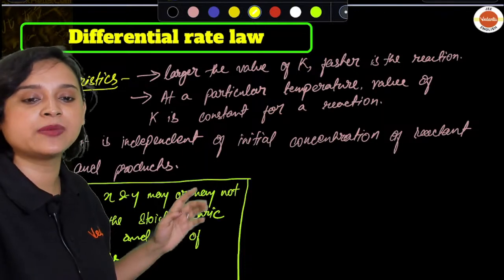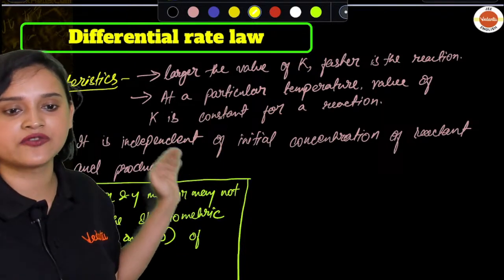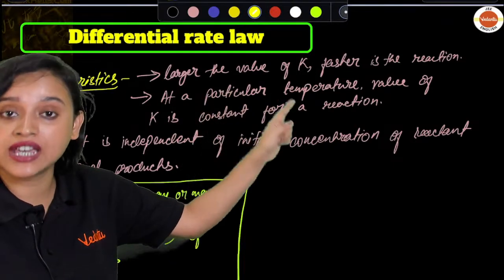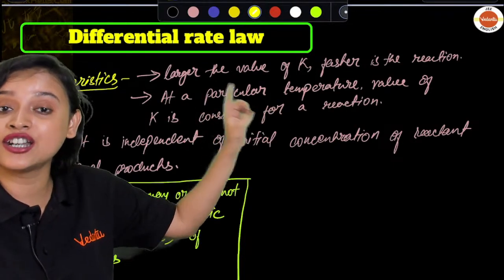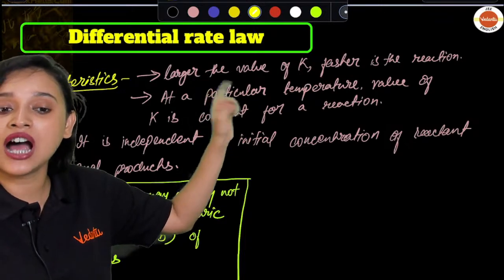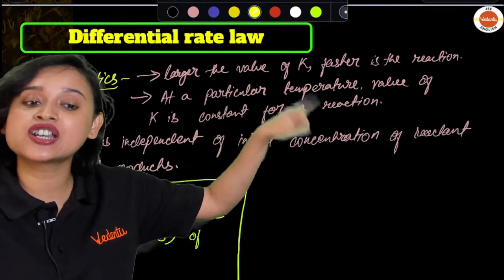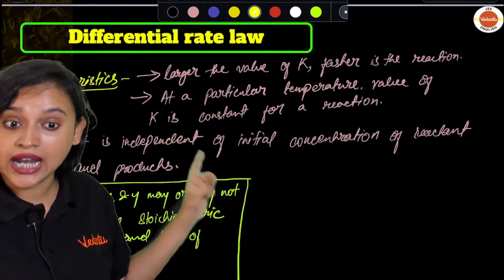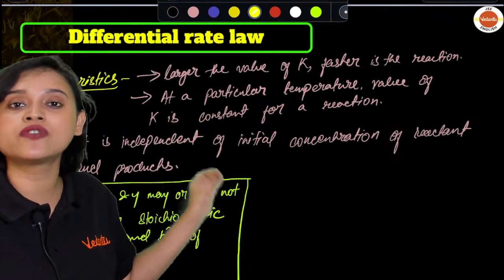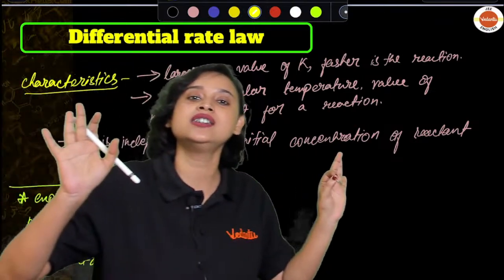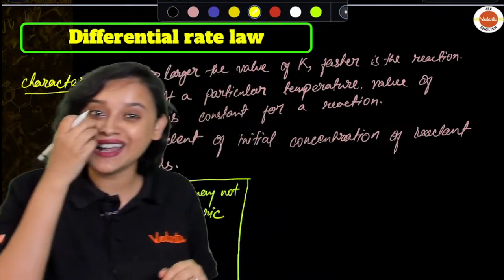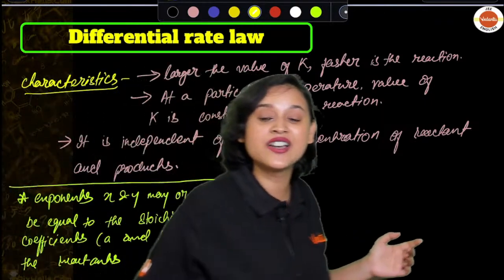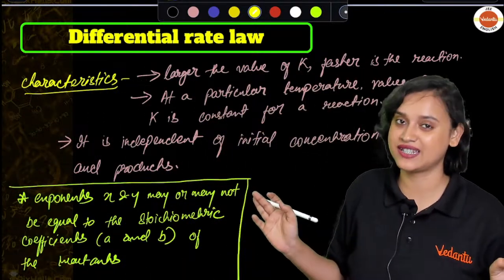Anyway, guys, moving on, everybody. Look at the characteristics of this differential rate law. Number one is that if you have a large value of K, that is rate constant, K is the rate constant, everybody. If you have a large value of K, that means the reaction is also happening quite faster. At any given particular temperature, the value of K is constant for a reaction. That is why it is a constant, right? What did I say? I told you that it is rate constant. So that means that the value of K is going to be constant, okay?